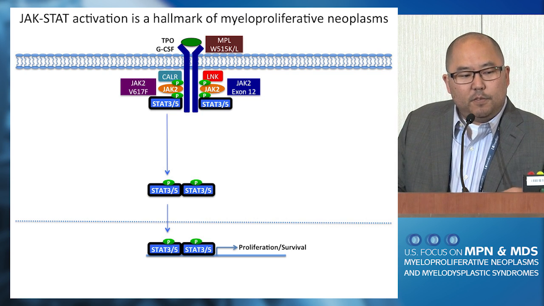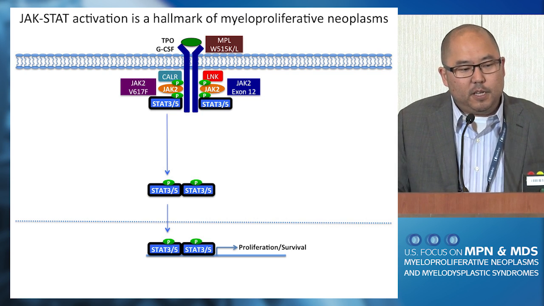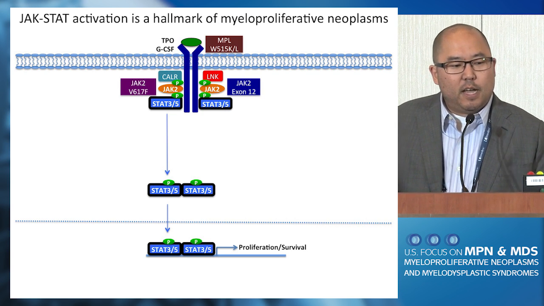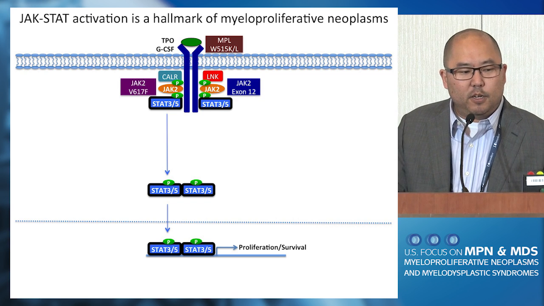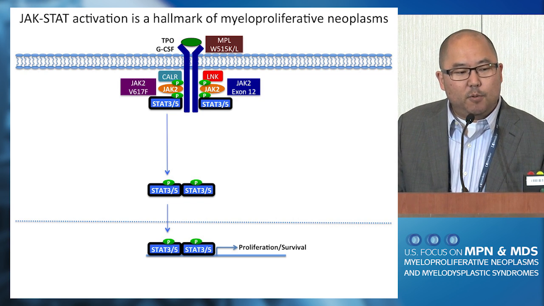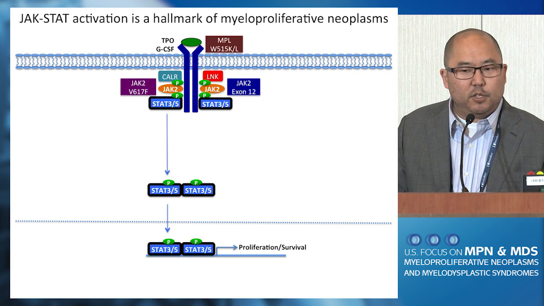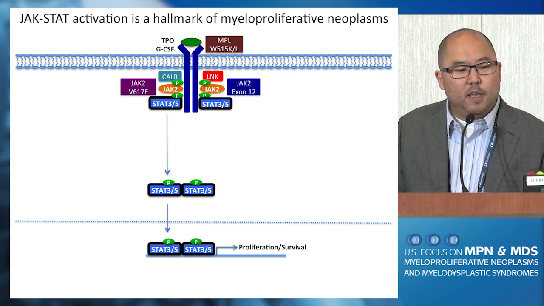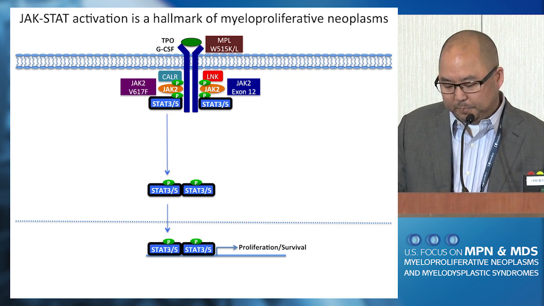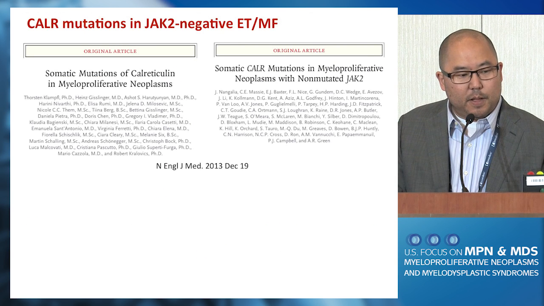And this became a little bit confusing with the discovery of mutations in calreticulin, or CALR, several years ago, which are now known to also be highly recurrent, particularly in those patients with ET and myelofibrosis. Confusing in the sense that calreticulin is a gene and a protein which does many things, but when it was first found to be mutated in ET and myelofibrosis, it wasn't really clear that there was a link to JAK-STAT signaling. So let's talk about that a little bit more.